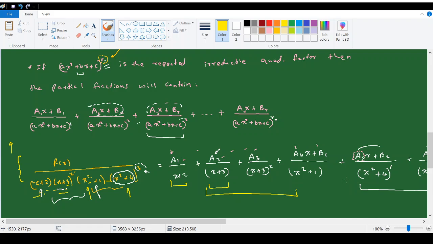Okay, so that's the idea you should get, and that's the practice that you should have to find the partial fractions. Then in order to calculate these unknown terms, it's just a matter of doing a very simple calculation, which I will describe in the next video.